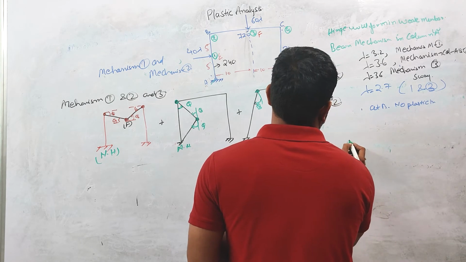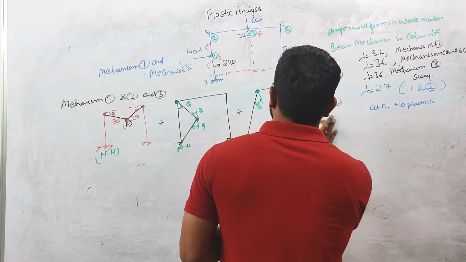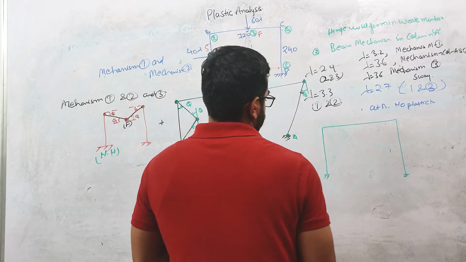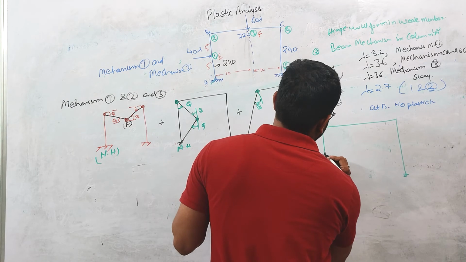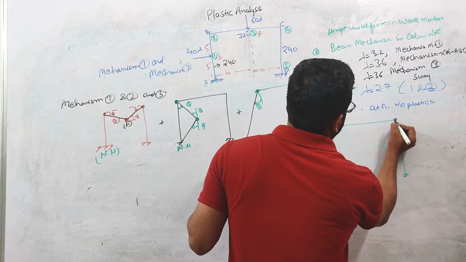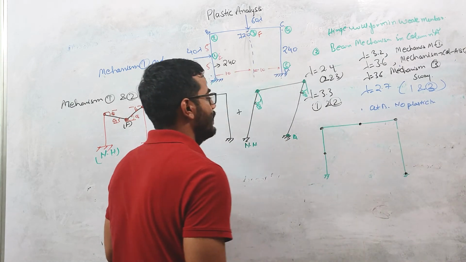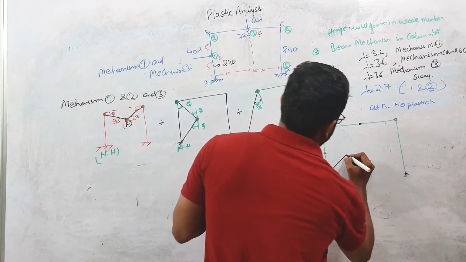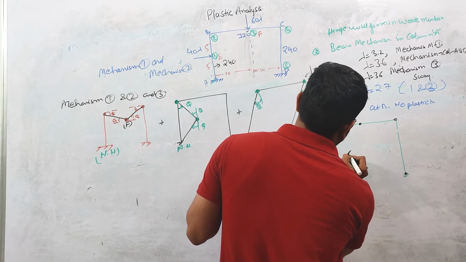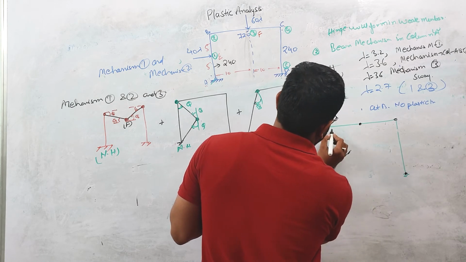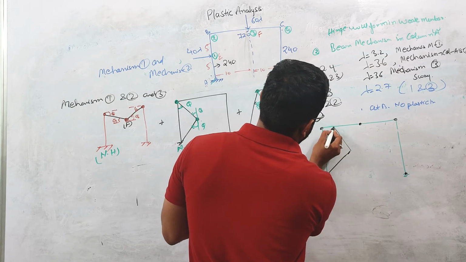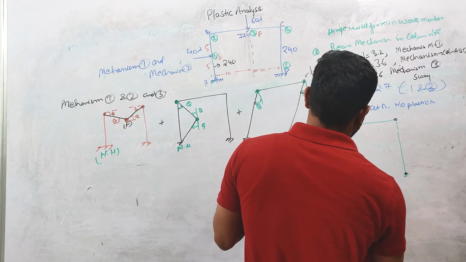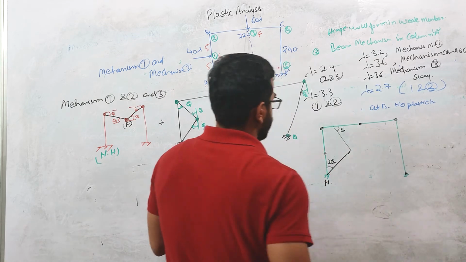So again, if initially this is our frame, so plastic hinges are forming at this E point, this B point, this C point, and this D point, and this F point is also there will be one plastic hinge. Okay, so this is a natural hinge. So this angle is theta. Here this angle will be 2 theta.